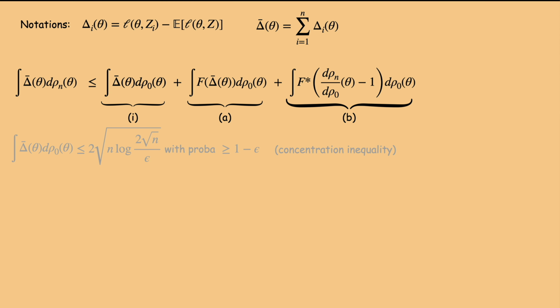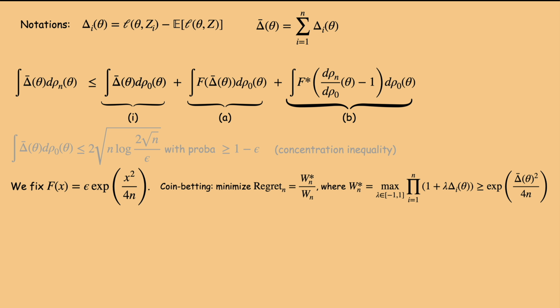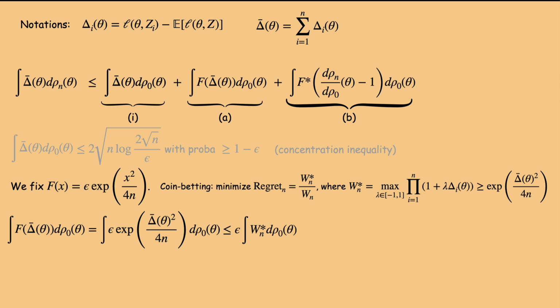For the rest of the proof, we fix f of x equal to epsilon exponential of x squared divided by 4n. Now we proceed with the term A, for which we will use the coin betting procedure mentioned in the beginning of the video. If you consider the coin betting procedure, such that at every round i, your enemy sets the coin as delta i of theta, then f of delta bar of theta is equal to epsilon exponential of delta bar of theta squared divided by 4n, which is lower than epsilon times the wealth of the best fixed predictor. And this, by definition, can be written as the regret times your own wealth at time n.